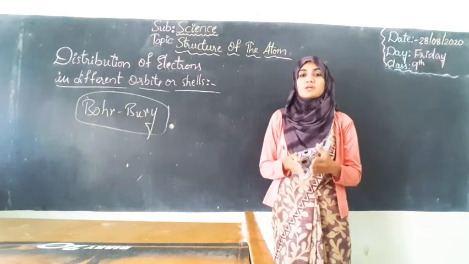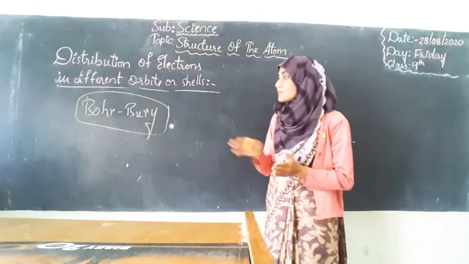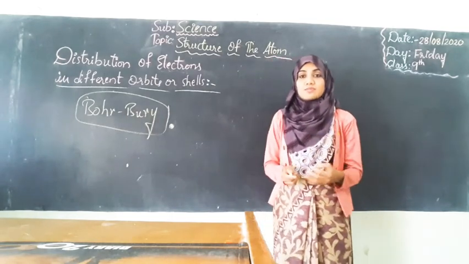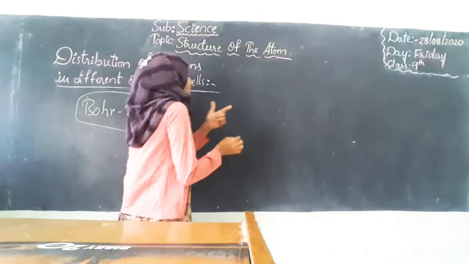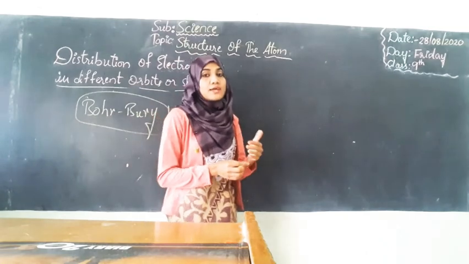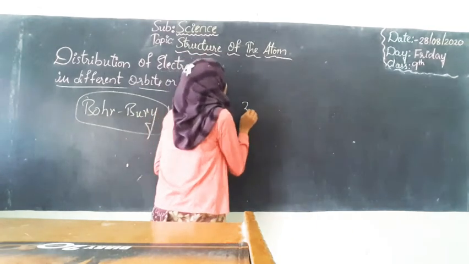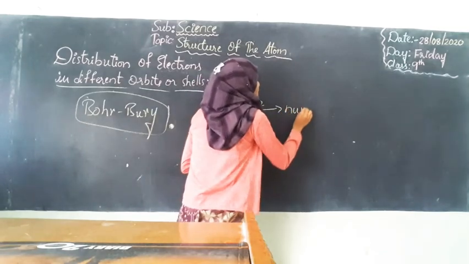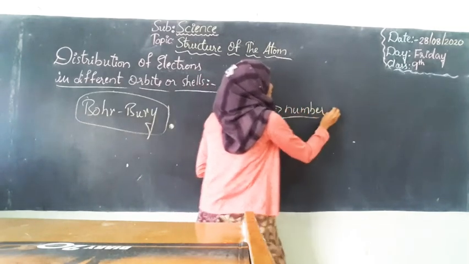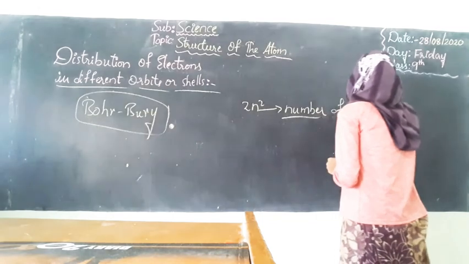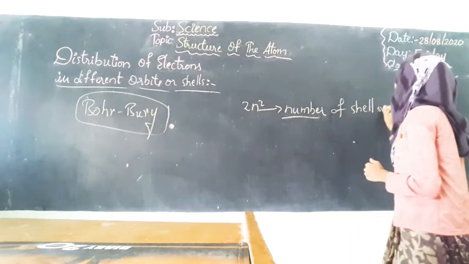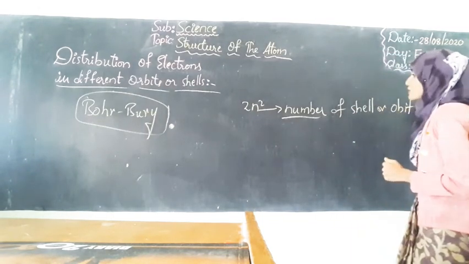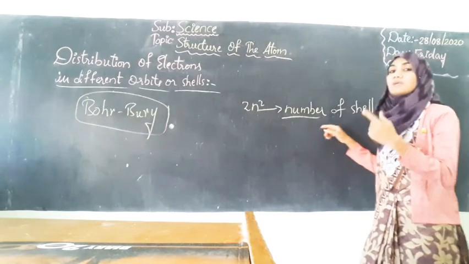So from the video we got to know the rules presented by Bohr and Bury. In that we observed that, to allot the number of electrons, they used the 2n square formula, where n represented the number of the shell or the orbit. So n represents the number of the shell.